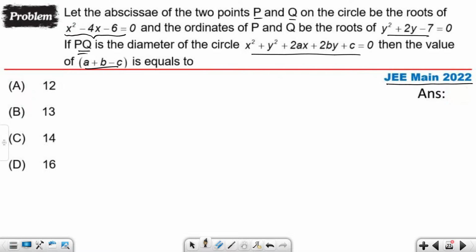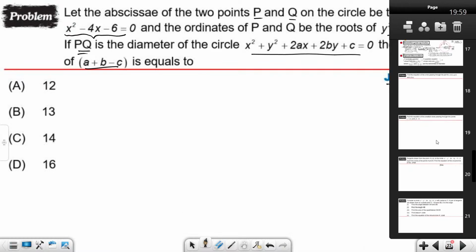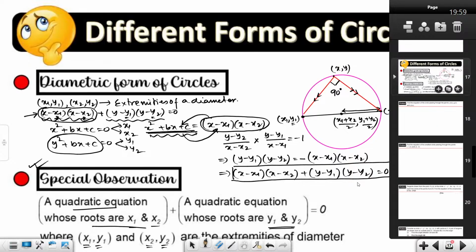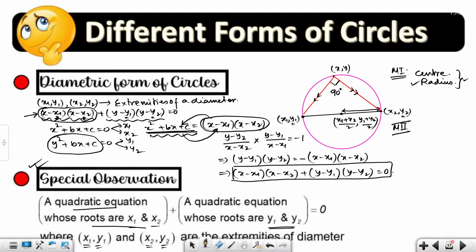Now, if you have a proper observation of the thing that I taught you right now, where it is, this one, okay? So, what will you write? A quadratic equation whose roots are x1 and x2. What are x1 and x2? Abscissa of the extremities of the diameter. And what are y1 and y2? The ordinates of the extremities of the diameter.